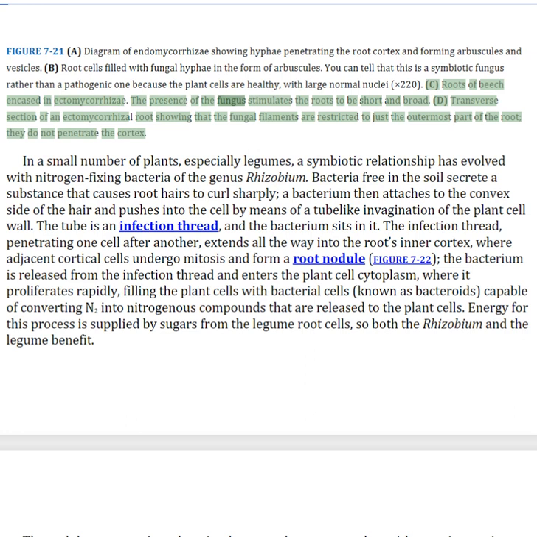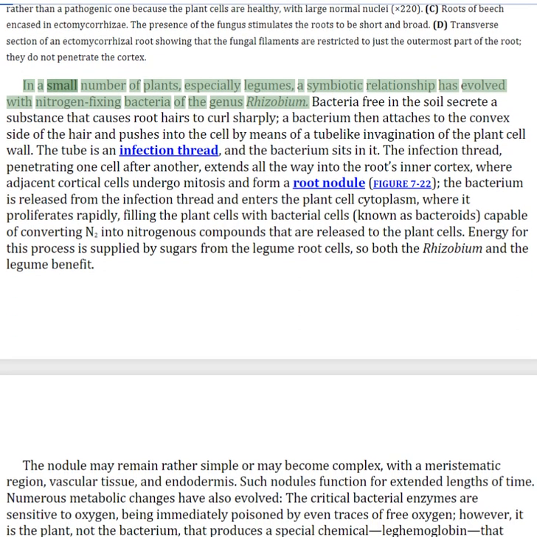The presence of the fungus stimulates the roots to be short and broad. Transverse section of an ectomycorrhizal root showing that the fungal filaments are restricted to just the outermost part of the root; they do not penetrate the cortex. In a small number of plants, especially legumes, a symbiotic relationship has evolved with nitrogen-fixing bacteria of the genus Rhizobium.